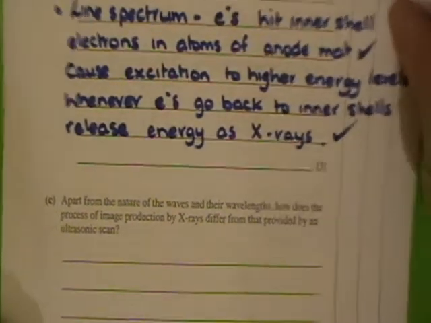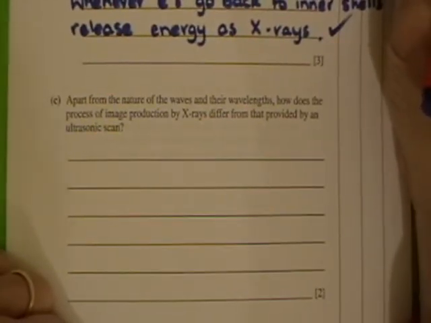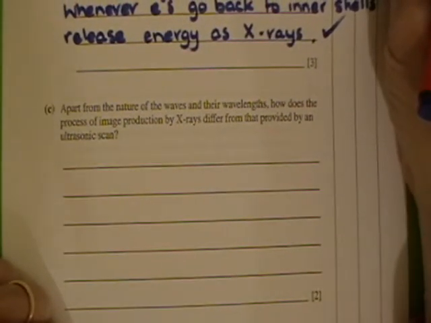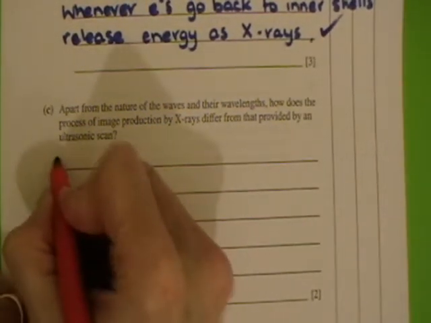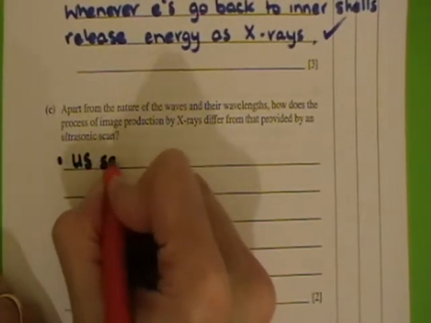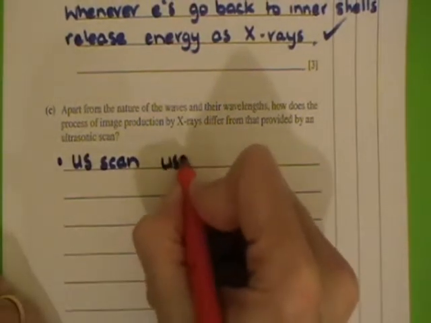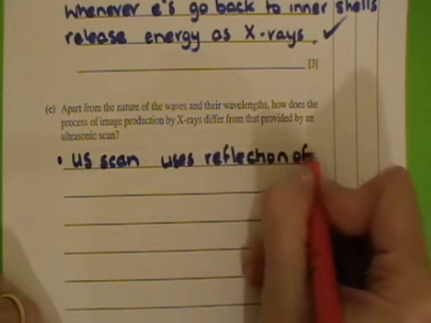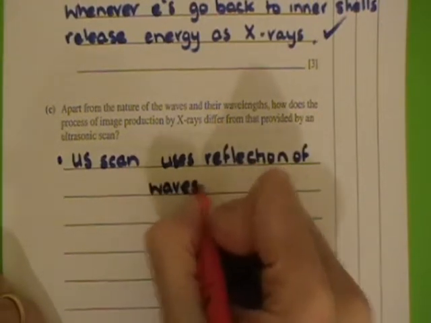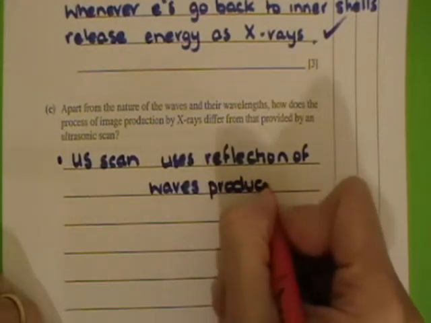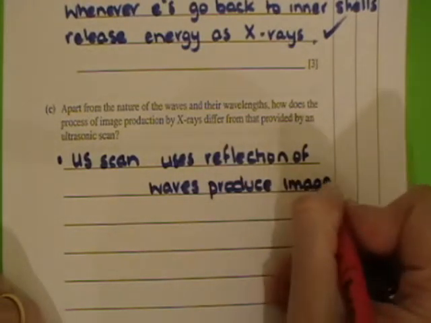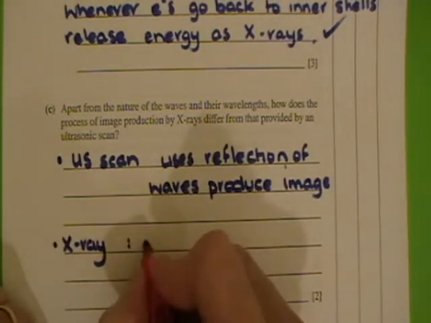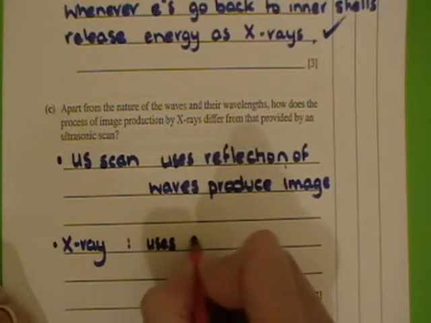Apart from the nature of the waves and their wavelength, how does the process of the image produced by X-rays differ from that produced by an ultrasonic scan? This question's come up a couple of times. So an ultrasonic scan uses reflection of waves to produce an image, whereas an X-ray photograph uses a shadow.